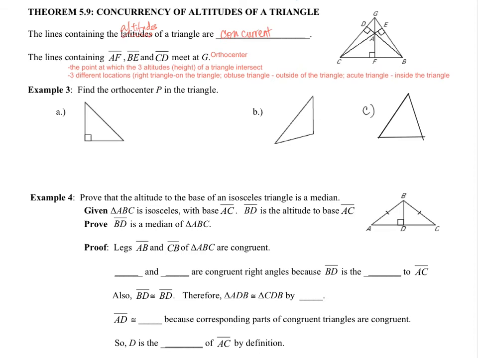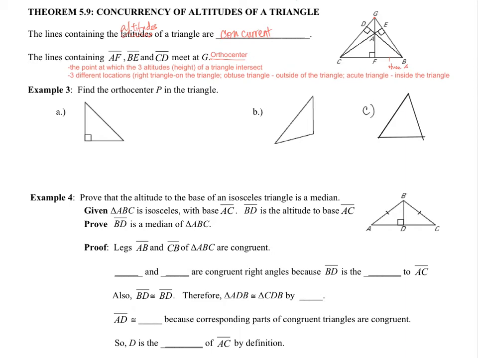Theorem 5.9, concurrency of altitudes of a triangle. Remember that an altitude just refers to the height of a triangle. Now we can locate 3 altitudes for a given triangle. According to the picture here, the lines containing the altitudes of a triangle are concurrent at a point G. Now, this is an obtuse triangle, so the point of concurrency, which we call the orthocenter, is located on the outside of this triangle.